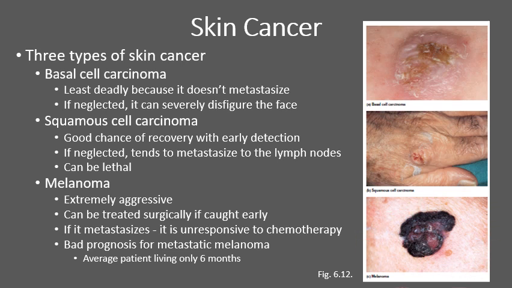Then we have melanoma, this bottom one over here. This is an extremely aggressive skin cancer. It can be treated surgically if caught early, so they can cut it out. But if it does metastasize, it is unresponsive to chemotherapy, which means as soon as that melanoma metastasizes to a different organ, you are done for. Therefore, patients have a very bad prognosis for metastatic melanoma. It's usually around a 5% survival rate, and the average patient only lives for about 6 months after the metastases has occurred.